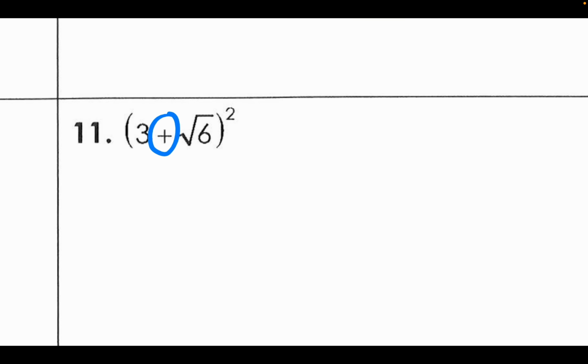Remember, since there's an addition or subtraction sign inside the parentheses, you cannot take this exponent inside the parentheses. That's not how that works. So instead, we have to write it out twice. 3 plus the square root of 6 times 3 plus the square root of 6. Literally 2 of them multiplying together.